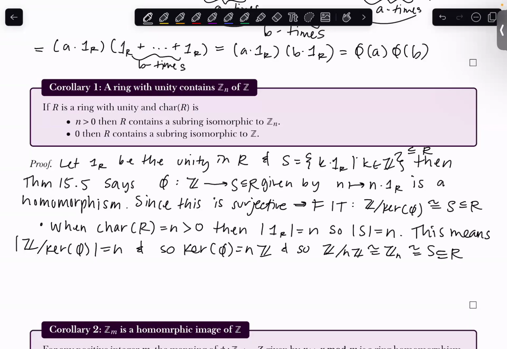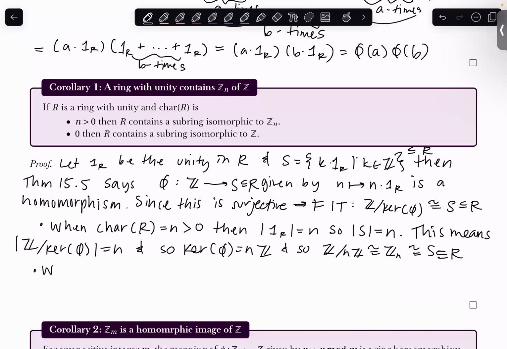Right, so here the Z mod the kernel is really Z mod NZ, which we know is isomorphic as rings to Z mod n. And now we're saying these two are isomorphic. So Z mod n is isomorphic to S. And this is just some subring in the ring R. So I can really see the Zn as showing up in the copy as S inside of R. So I can really see here, when my characteristic is bigger than 0, R contains some copy of Zn, something isomorphic to Zn, which is going to be this set S.